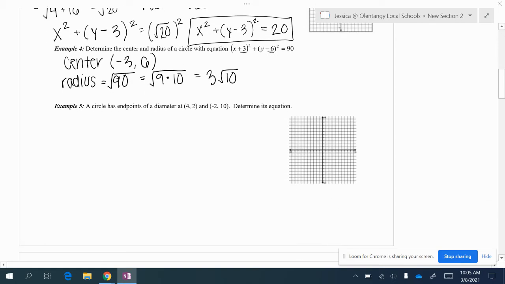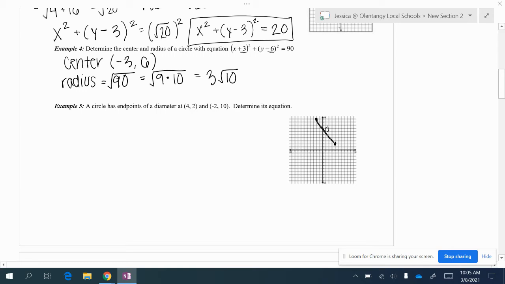Example 5: a circle has endpoints of a diameter at (4, 2) and (-2, 10). So I'm going to graph that. Here's 1, 2, 3, 4, and negative 2, 10: 1, 2, 3, 4, 5, 6, 7, 8, 9, 10. Now they're telling us this is a diameter.